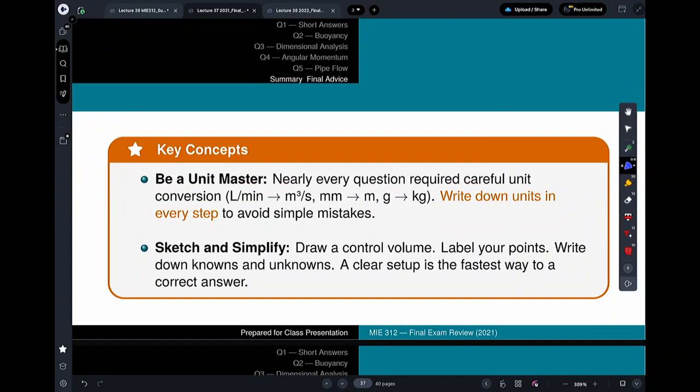Your most important friend in all exams is to write your units down. I can't stress that enough, recognizing what they are and how to do the conversions. Always sketch a control volume. You're always safe doing that. Write down knowns and unknowns, and a clear setup is the fastest way to a correct answer.